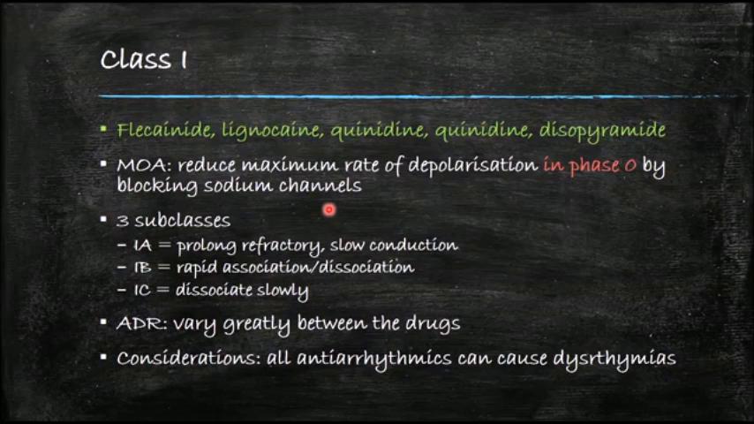Most arrhythmias are tachyarrhythmias. The patient has a high heart rate. They infrequently have a bradyarrhythmia. So most of these drugs are used to decrease how quickly the heart contracts. There's 3 different subclasses. So one of them prolongs the refractory and slows the conduction.